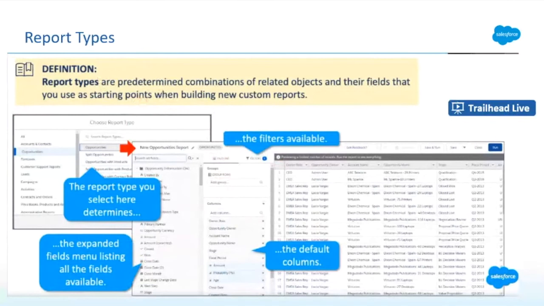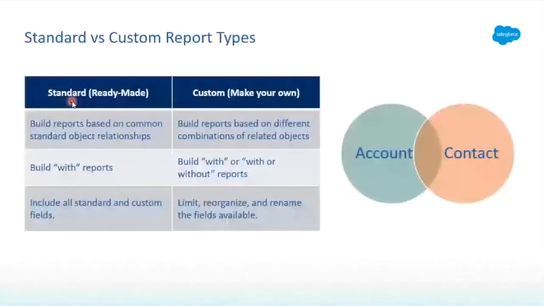But custom is something you need to make your own. So in the standard, you get the basic relationship in the object. Like if there is a parent-child relationship, you will get the relationship for them. But it won't give you 3-level or 4-level relationship in the standard report types. And also it will only give you with reports. So we'll understand what is the difference between with and with or without.